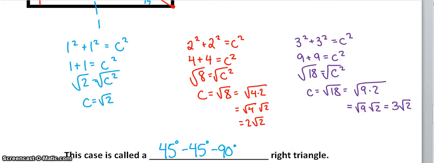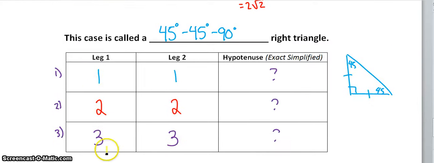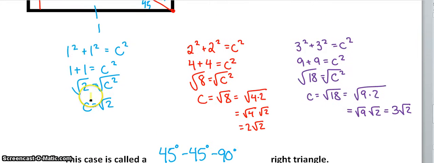Okay, I've done Pythagorean theorem for all 3 cases. So I color coordinated blue case, red case, purple case up here. Blue case is when the legs are 1. Again, the legs are congruent because it came from a square. If I do Pythagorean theorem, I get 1 plus 1 equals c squared. I take the square root to both sides. I get c equals the square root of 2 in exact form. Okay, did the same thing on the sides being 2 and the sides being 3.